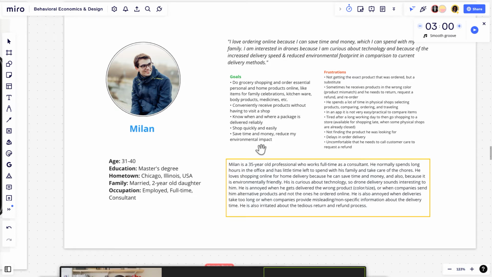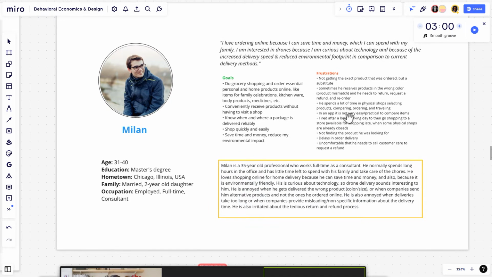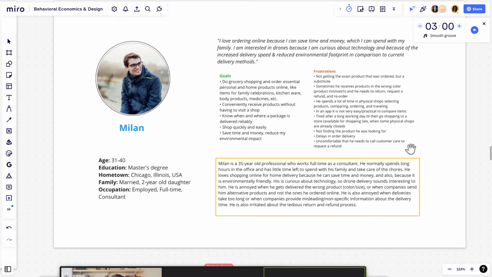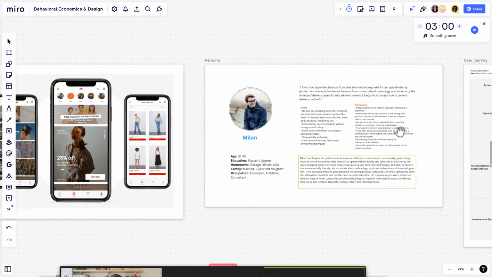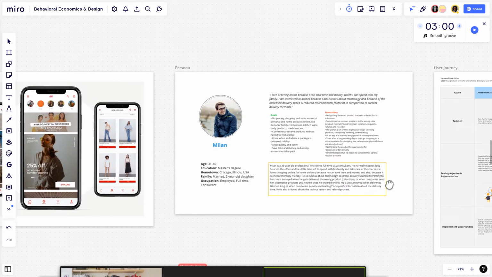Now, this user has some frustrations. So, one of them is that they don't get exactly the product that they order, but a substitute. Sometimes, this is a hypothetical case, okay? So, sometimes you receive the products in the wrong color or a mismatch and they need to return it, or spends a lot of time shopping in the physical shop, selecting products and comparing them. He's tired of a long working day, so needing to shop is a tedious thing. And then not finding the products he was looking for is a bit of a stress. So it's just for you to place this person as a young person who wants a more comfortable lifestyle, but also cares about the environment.